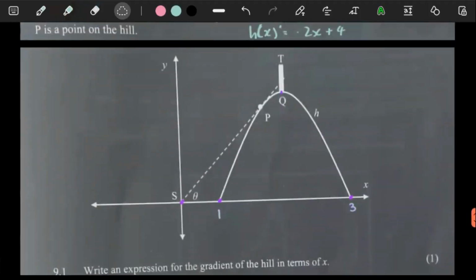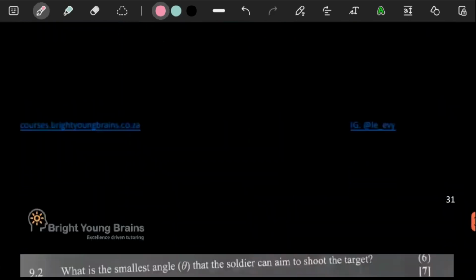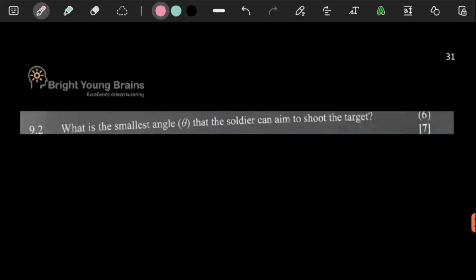So when they say smallest angle, well, technically this is the smallest angle the way it is currently, because if it's going to shoot the target enemy higher, it's going to be increasing this value. So the way it is now is technically the largest angle. So let's see what this mark allocation is. Out of 6.